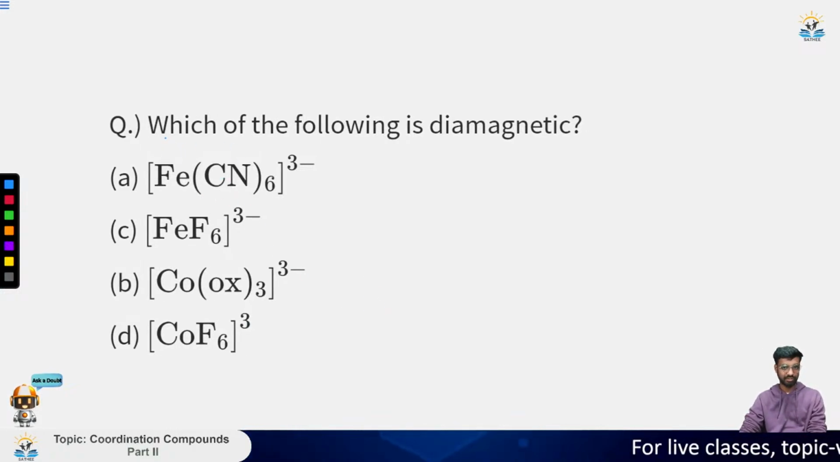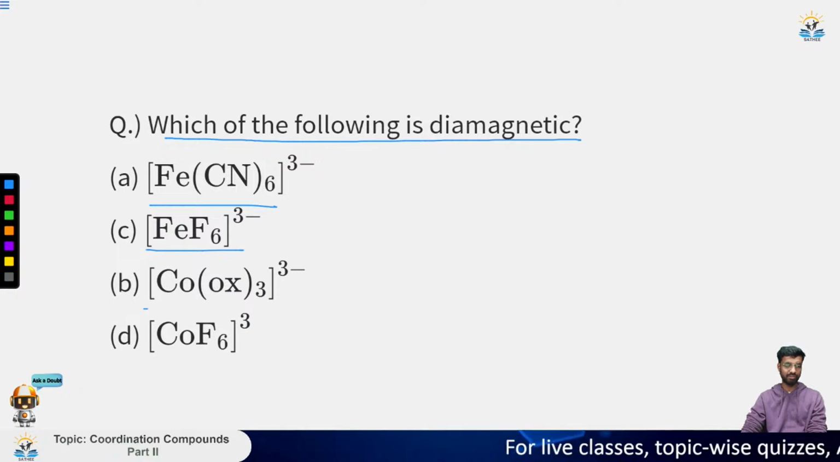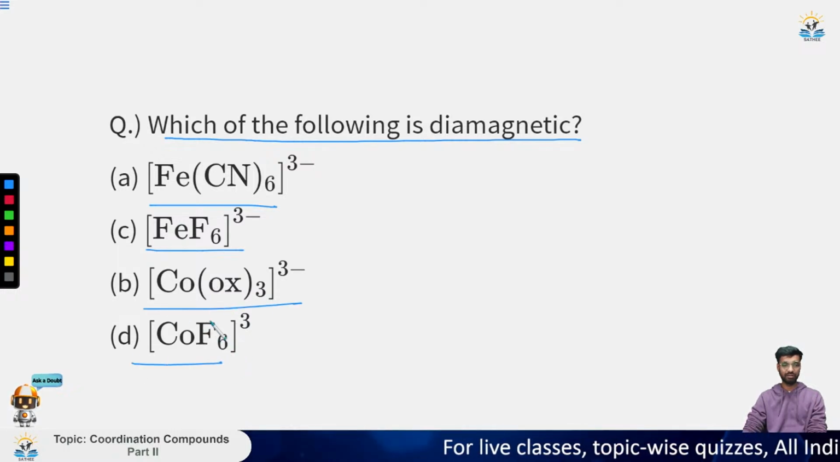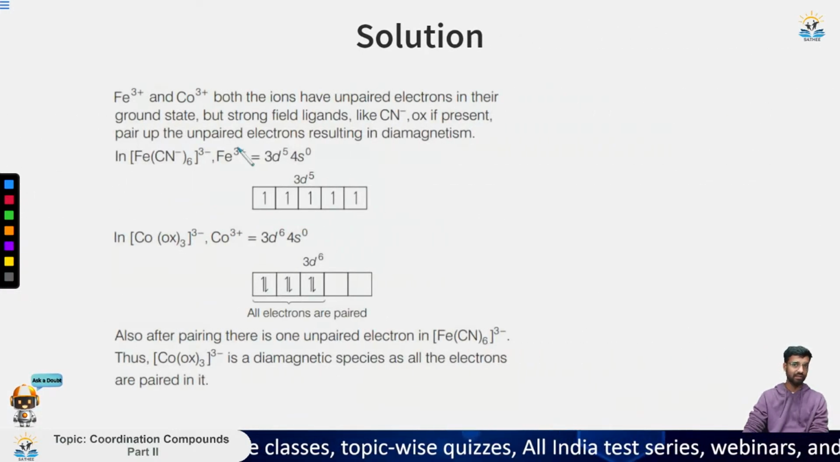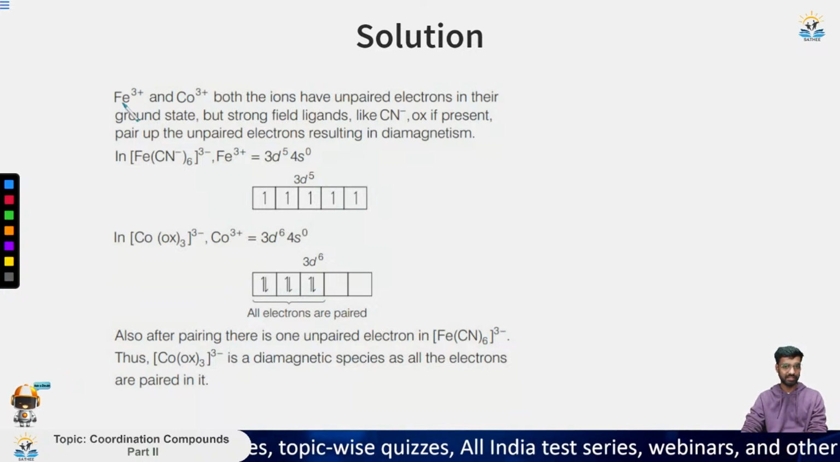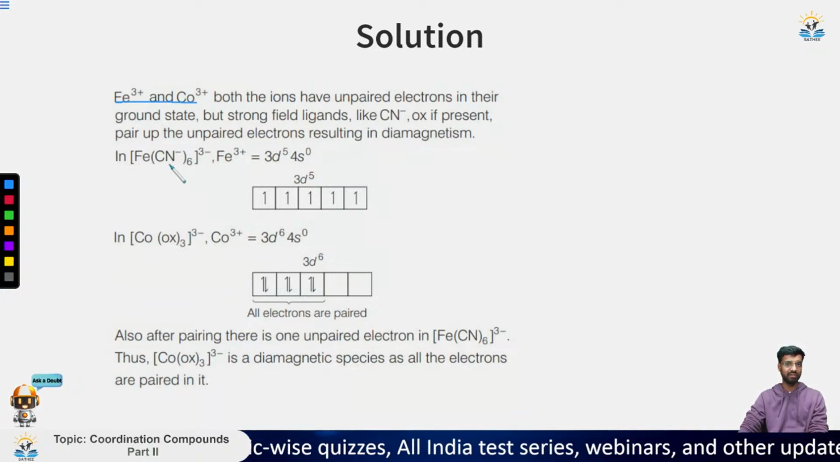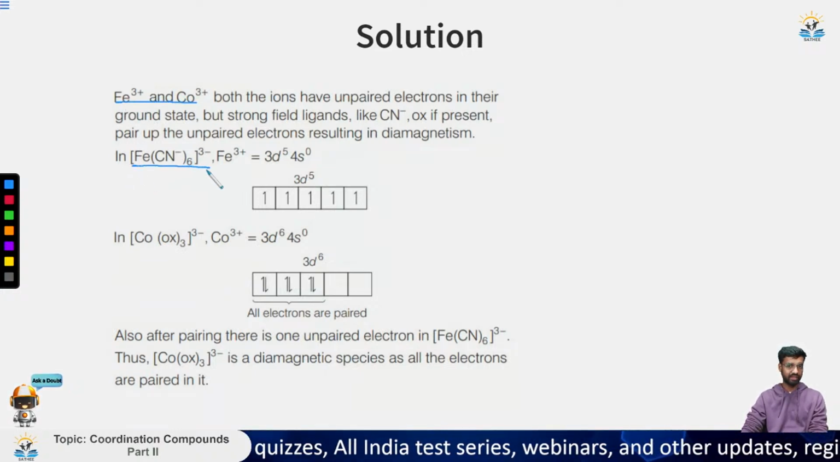Now moving to the next question: which of these is diamagnetic? We will see all of these structures, the bonding and anti-bonding and valence bond theory, and use this to predict the magnetic behavior. I have told you that I am not teaching the theory, so we will deal with it through questions only. First of all, we have this Fe(CN)6 3 minus.